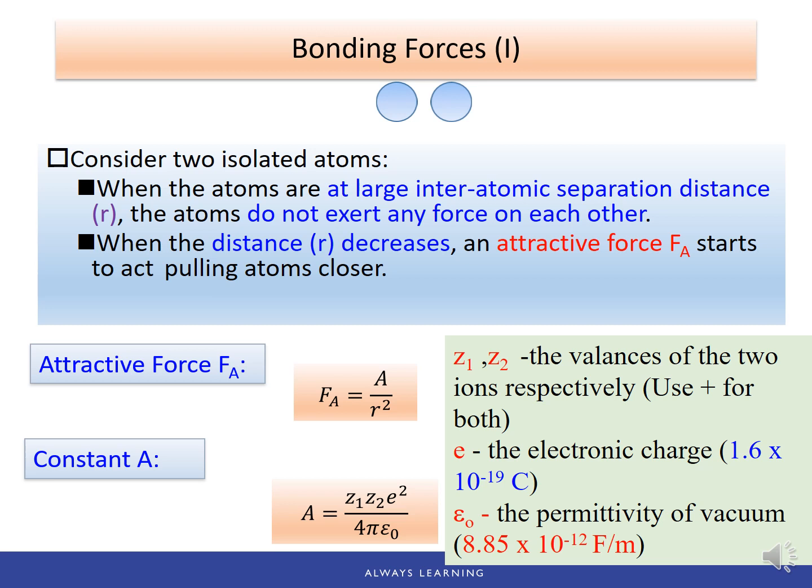E is the electronic charge, which is a constant given here, and epsilon 0 is the permittivity of vacuum, which is also a constant value. So you can use this value directly in your calculation.